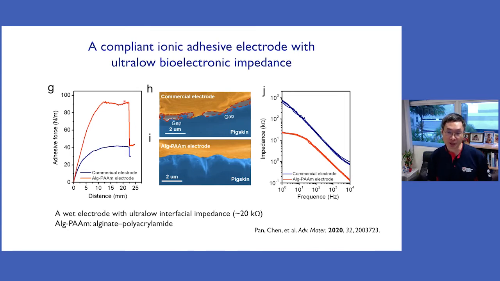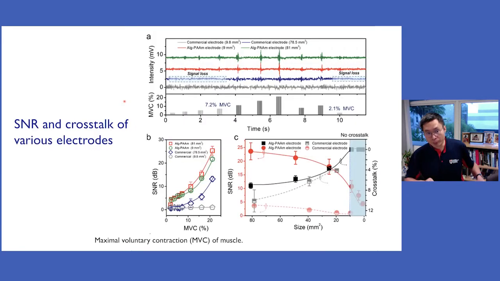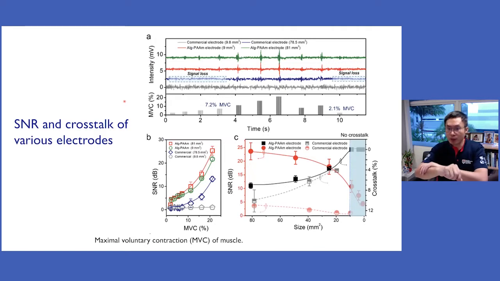So this is what we call compliant ionic adhesive electrodes with very low bioelectronic impedance. In this case, we put these electrodes on the skin to get muscle activity. There are two advantages here. First, increased signal-to-noise ratio. The second is that it can significantly reduce the crosstalk.